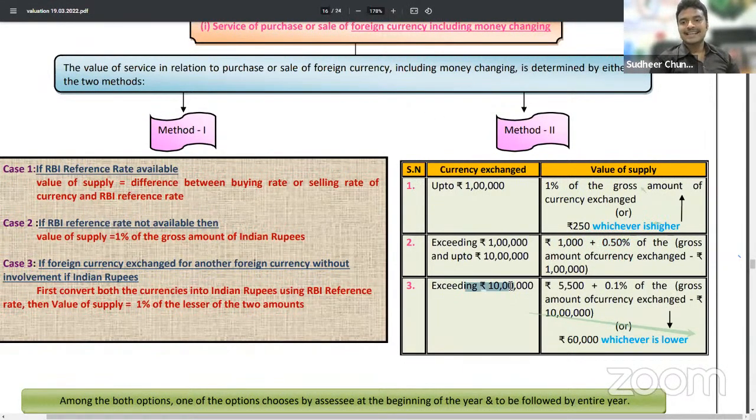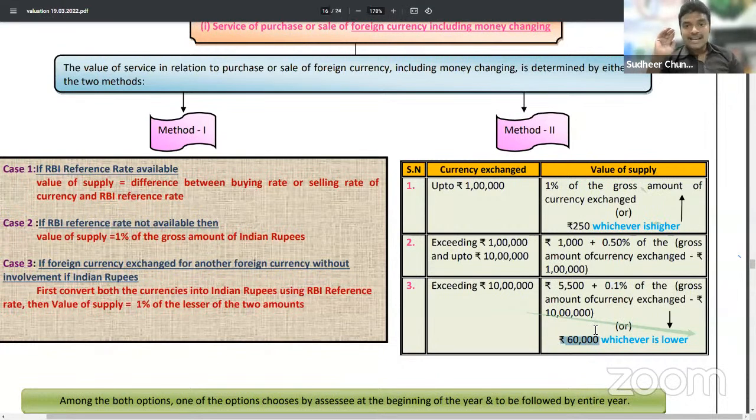If you make currency exchange greater than 10 lakhs, for the first 10 lakhs 5,500. How did we get this 5,500? First 1 lakh at 1% means 1000, plus balance 9 lakhs into 0.5% means 4,500. So 4,500 plus 1000 comes to 5,500. So 5,500 plus additional amount in excess of 10 lakhs, 0.1% we assume your commission, or maximum we assume your commission is 60,000 per transaction.